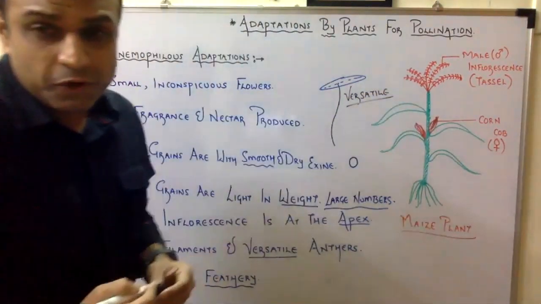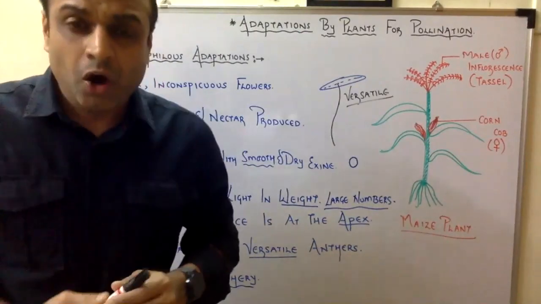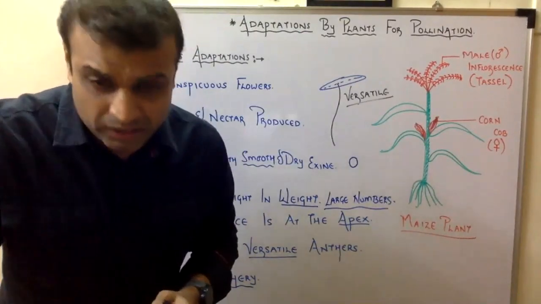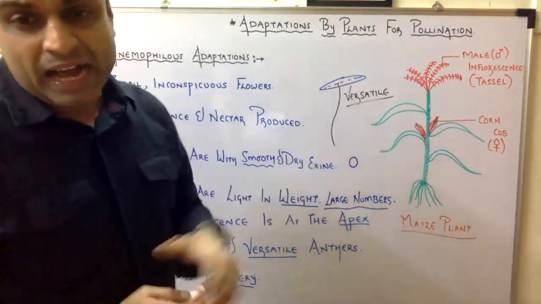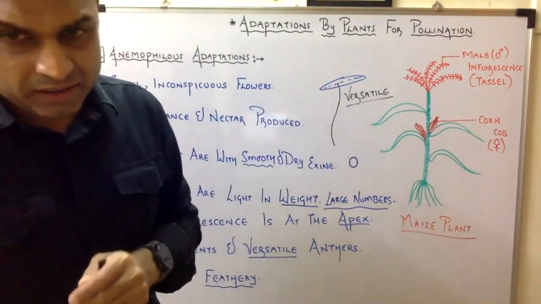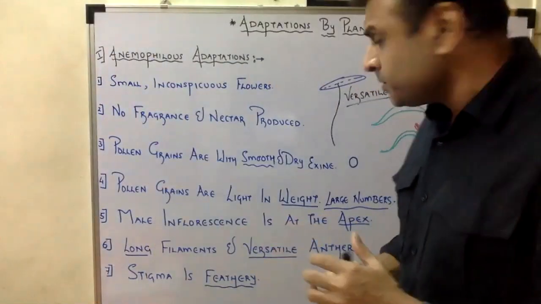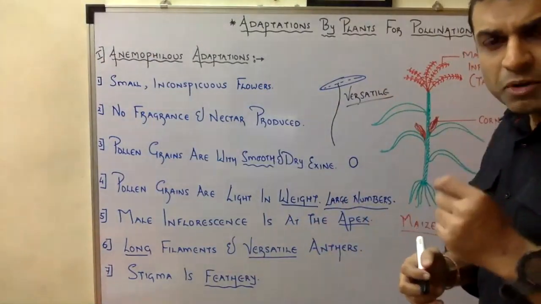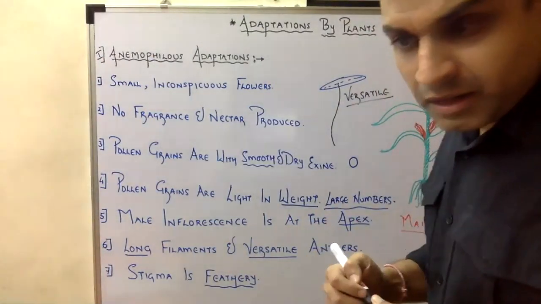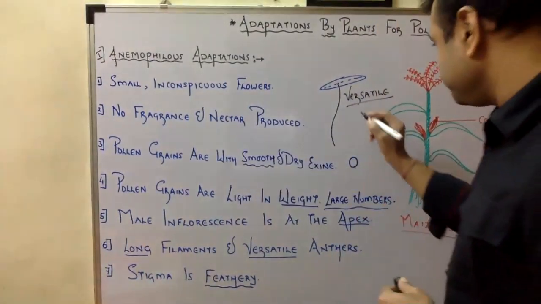Okay, so if you take grasses or if you take wheat, if you take rice or any anemophilous plant, you will always see that the filament is quite long and the anthers are versatile. Okay, right. Now coming to the next point, that is, we have seen that the stigma of anemophilous plants are feathery. Now let us understand what we mean by the word feathery stigma.